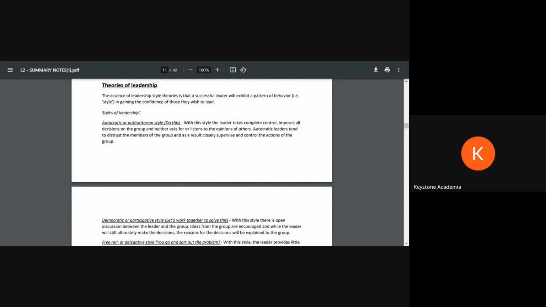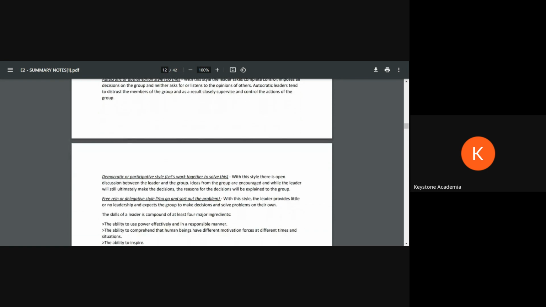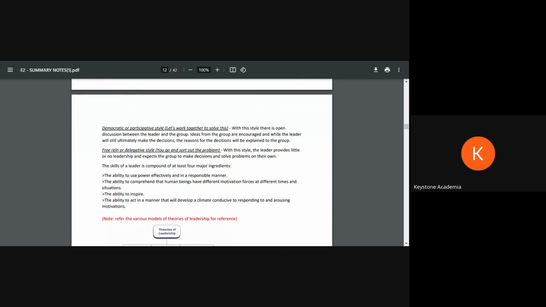Okay. And the next one being free reign or delegative style. Okay. So what they mean by this is, the managers will simply be like, you go and sort out the problem. The leader provides little guidance and lets the group make the decision. This is what they mean by delegative style or free reign. Okay. They're giving you the reins to make the decision.